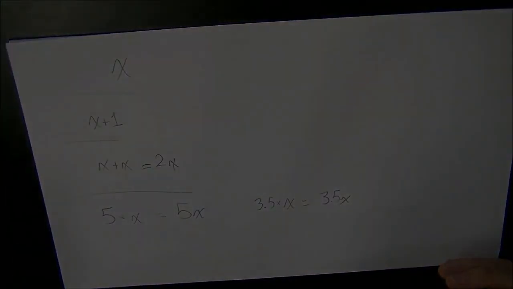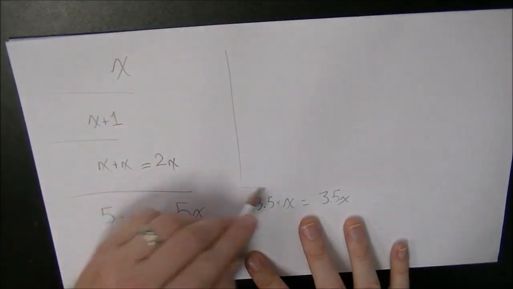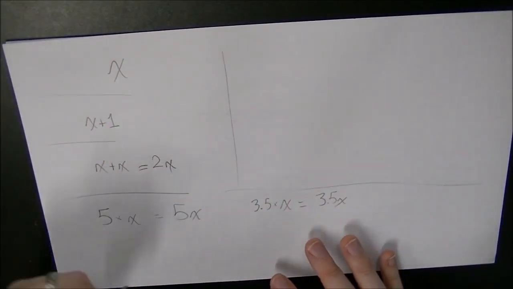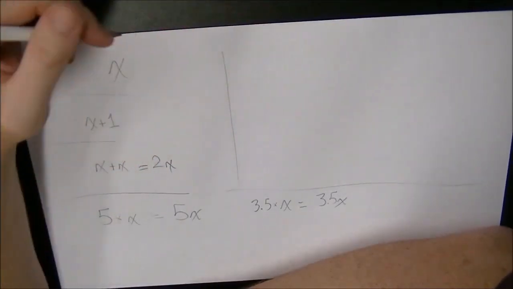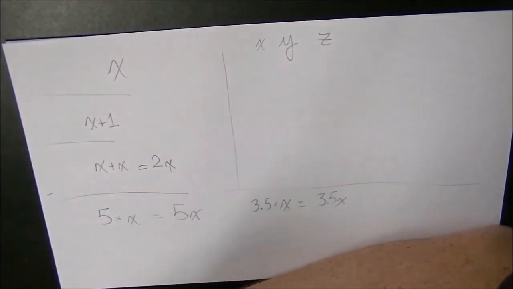What else could we do? Well, we've got all of the rules of addition and multiplication. So let's talk about what the rules of addition and multiplication are. So let's bring in another variable. Let's talk about x, y, and z.